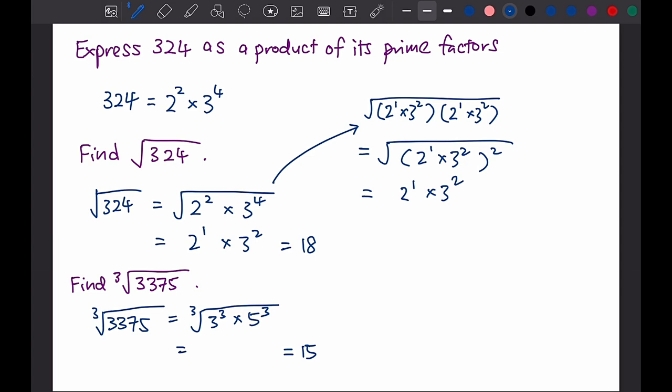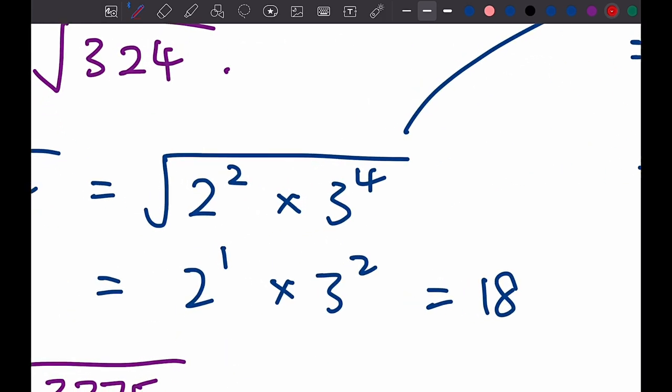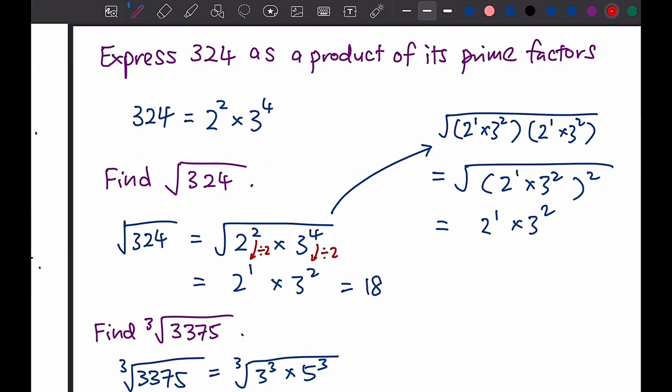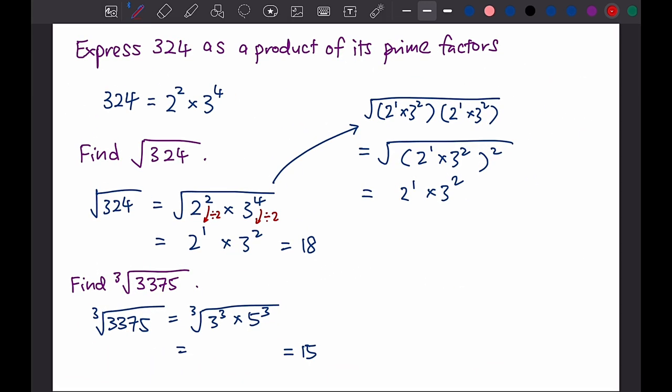So notice that after removing the square root, and I'm going to zoom into this part, notice that actually the power gets divided by 2. Alright, so originally 2 to the power 2, you divide the power by 2 and then you get 2 to the power 1. Right, next 3 to the power 4, you divide the power by 2, you get 3 to the power 2. Alright, so this generalization works for square roots, and so then after that we will evaluate 2 times 3 to the power 2 as 18.